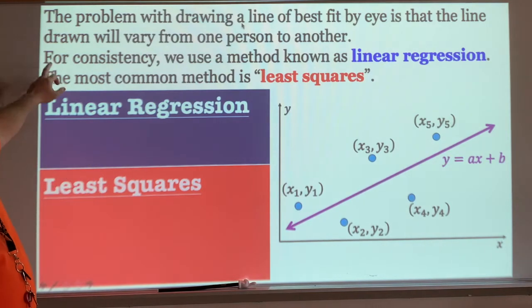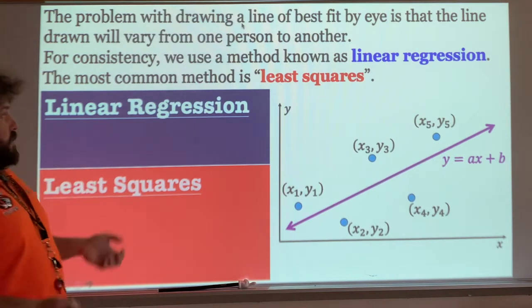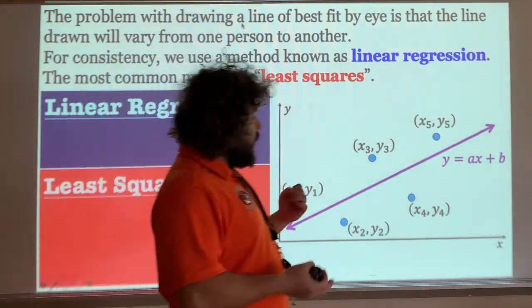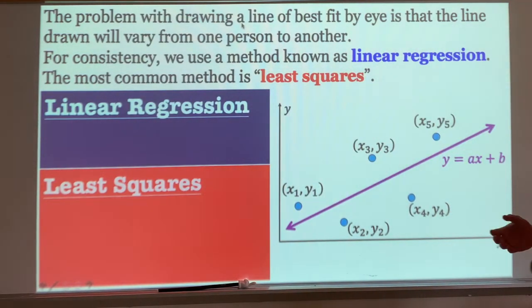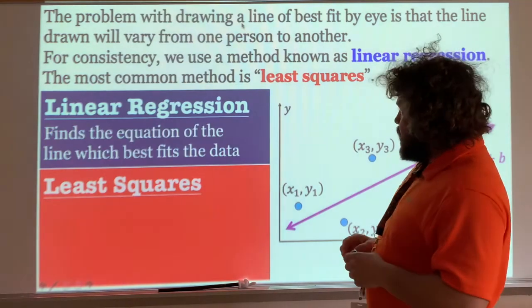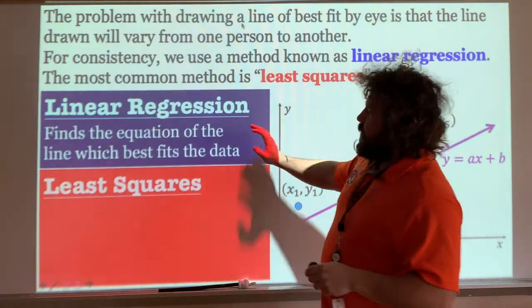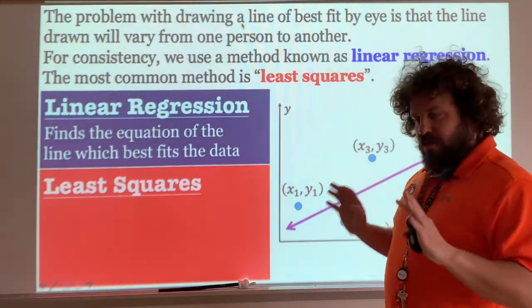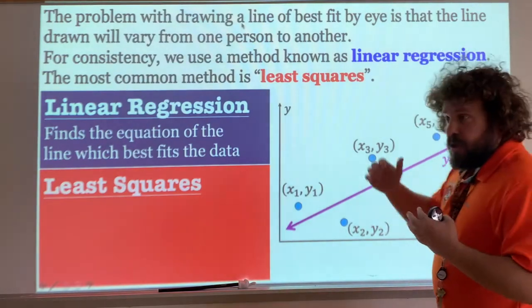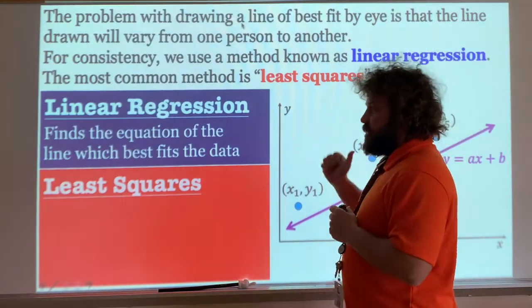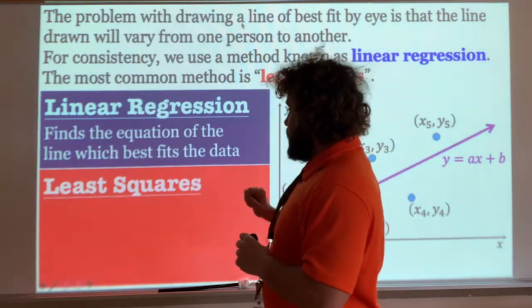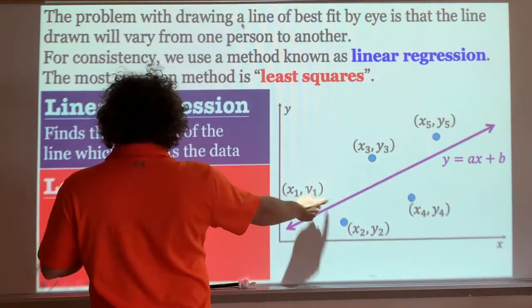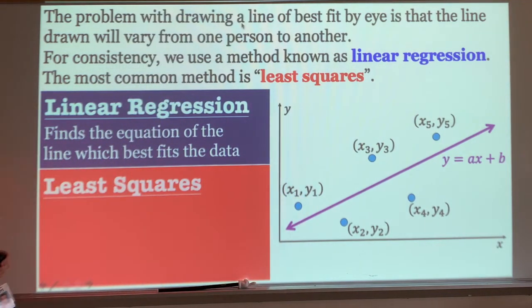So for consistency, we're going to use a method known as linear regression. Right? The most common is least squares. And this is how it works mathematically. Now, linear regression itself is going to find the actual equation. So it's y equals mx plus b. You're going to find your m, which is your gradient, and you're going to find your b, which is your y-intercept, or whatever type of intercept it is. And we're going to do that using the least squares method.